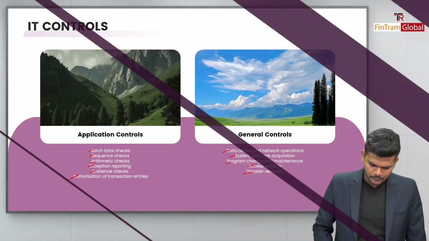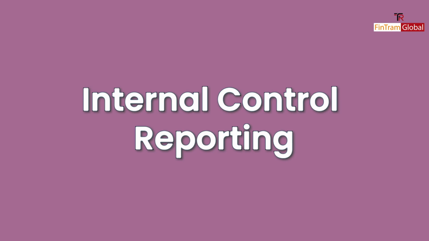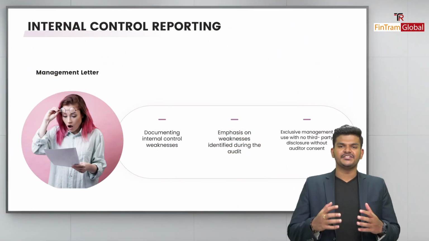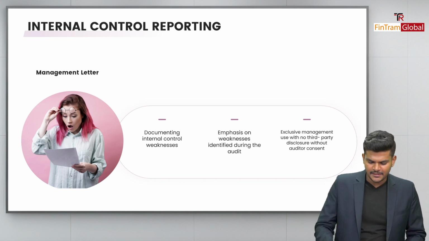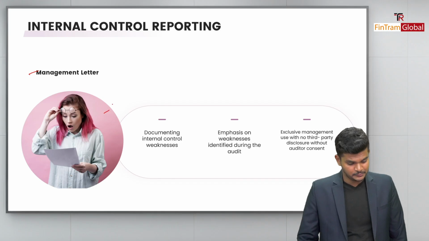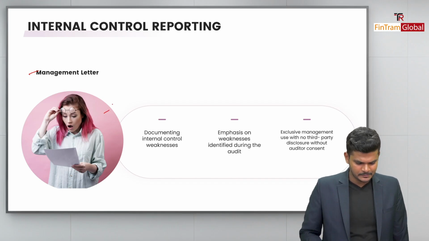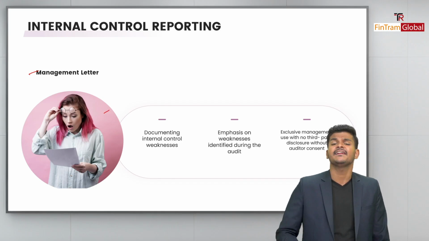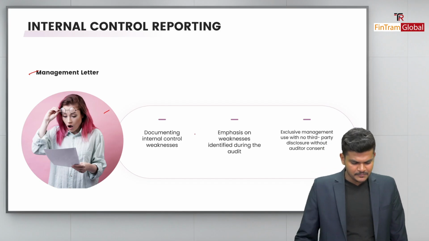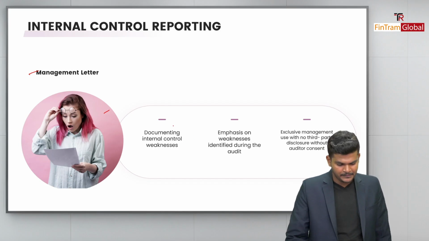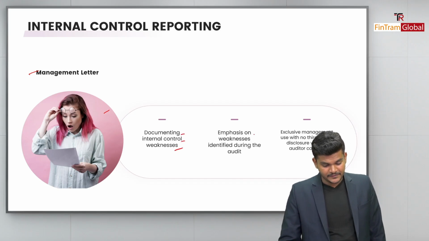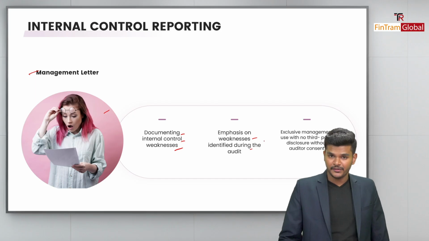Now, moving on to the next aspect, we have internal control reporting. How do we report internal control deficiencies to the management? There's a formal letter known as the management letter. I guess the manager will have a certain expression when they see the letter, because there are a lot of deficiencies communicated in it. So what is in the management letter? We document the internal control weaknesses, emphasizing the weaknesses identified during the course of the audit.